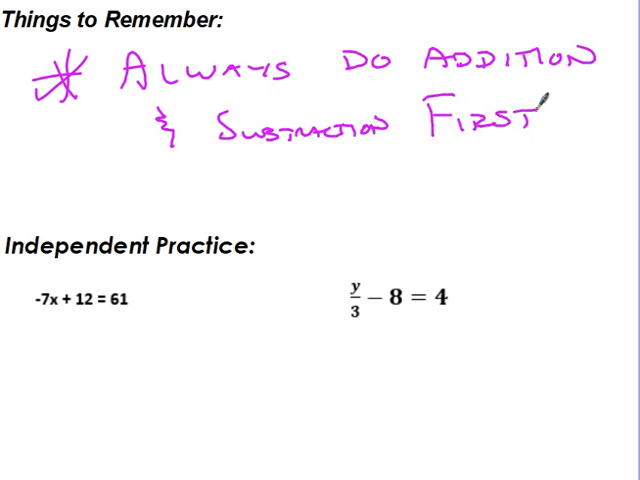So yes, you already have it written down once. I want you to write it down again because that's how important it is. It's probably the number one mistake people make. So we always do the addition and subtraction first. Get rid of the constant first. Okay, so get rid of the constants first. And then you worry about doing your division and your multiplication. So please make sure you do the two independent practice problems. And if you have any questions, do not hesitate to ask.